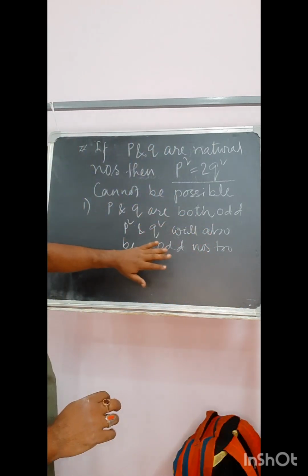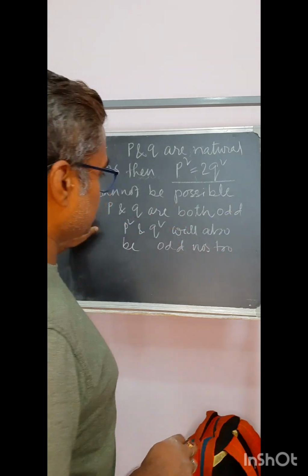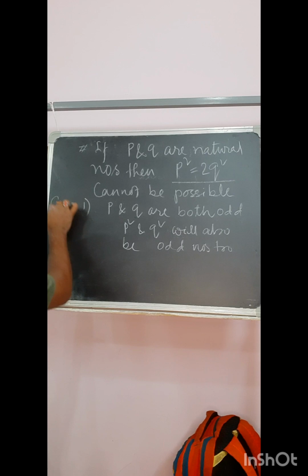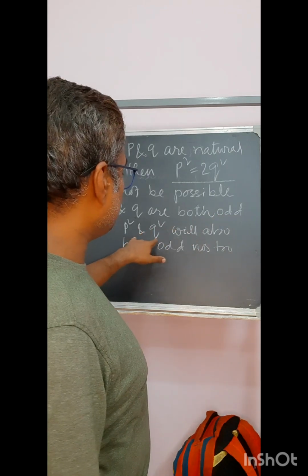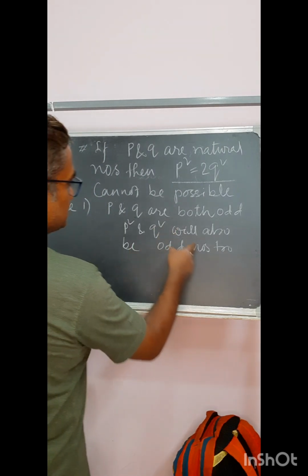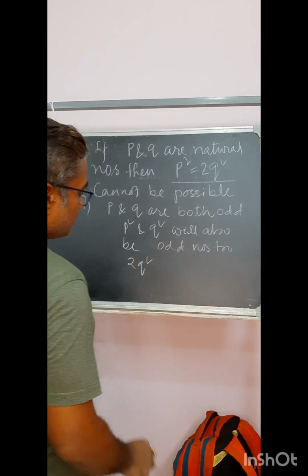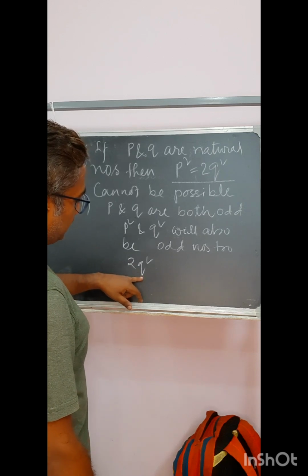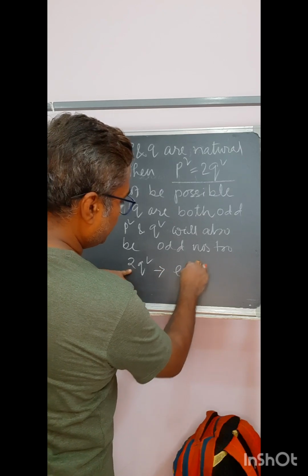So from that concept, the first condition, case 1, is where p and q are both odd, so p square and q square will also be odd. Now if these are odd, what is 2q square? Because multiplying any number by 2 will give you an even number.